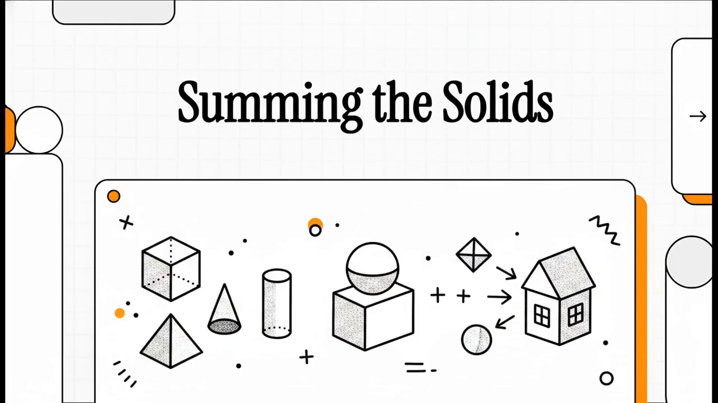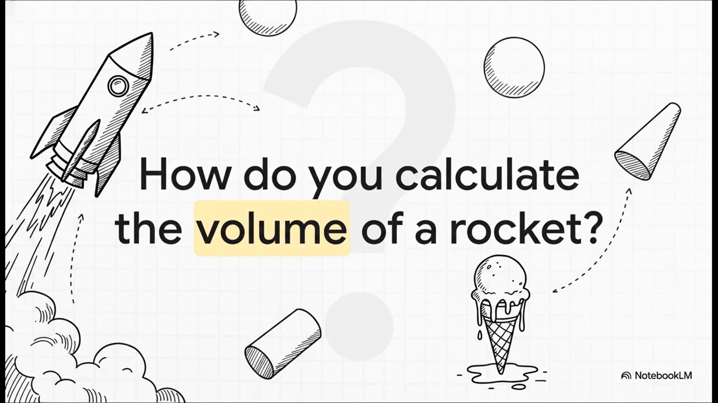So today we're going to learn how to master the dimensions of our reality by doing something called summing the solids. So here's a question for you. How exactly do you calculate the volume of a rocket ship blasting off into space? Or let's say an ice cream cone melting on a hot summer day?